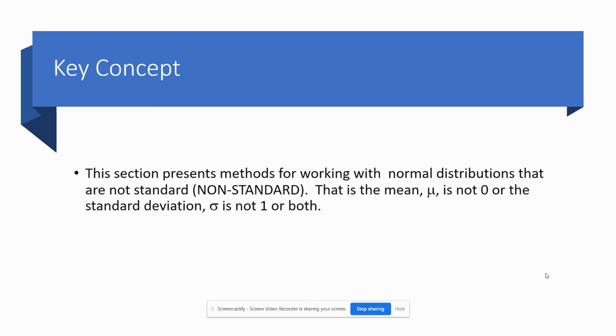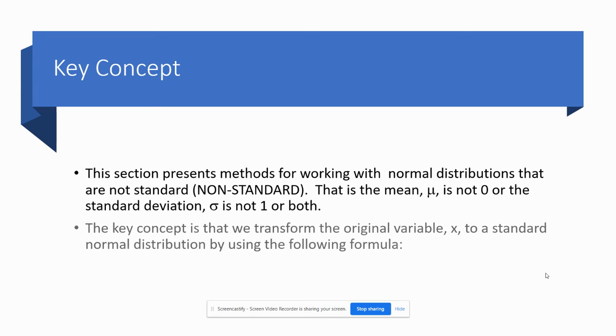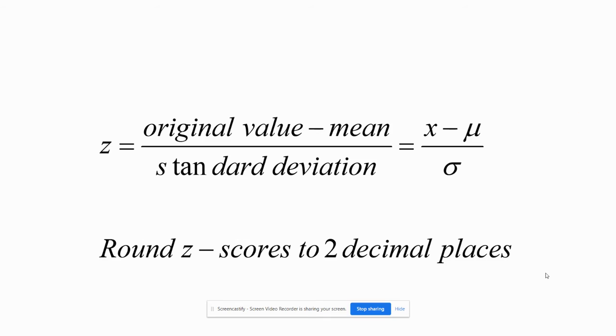This section presents methods of working with normal distribution that are not standard. So what does that mean? The mean is not 0 and the standard deviation is not 1, or both. The key concept is that we're going to transform the original value x to a standard normal distribution by using the following formula. Okay, so what does this mean?